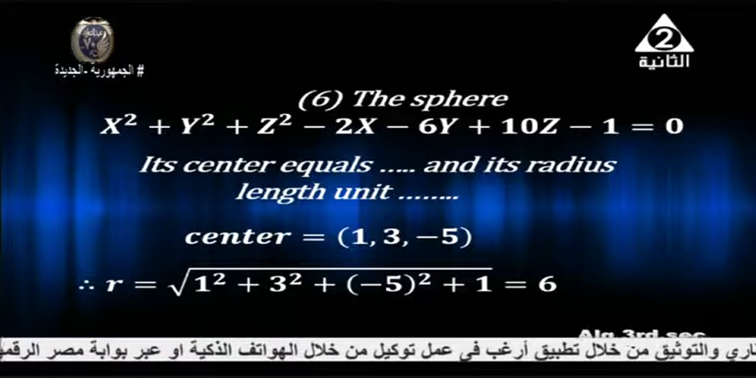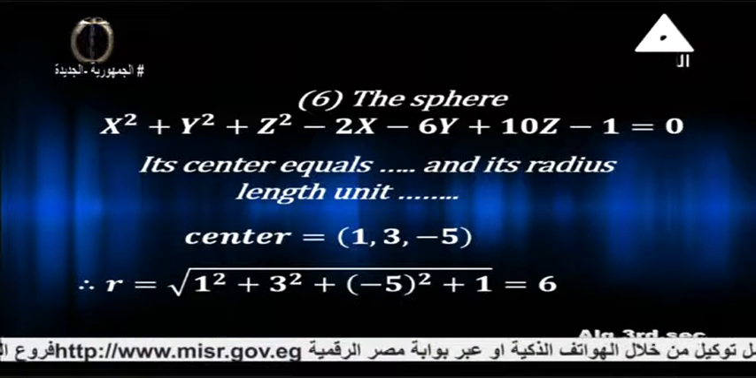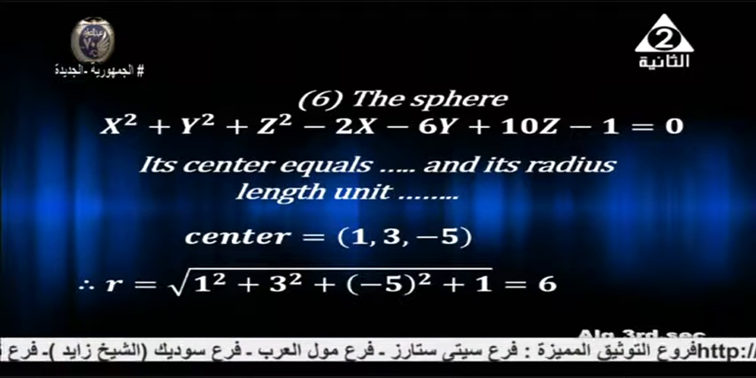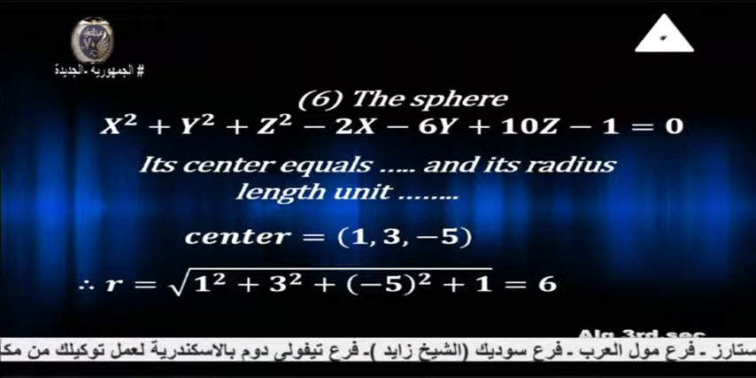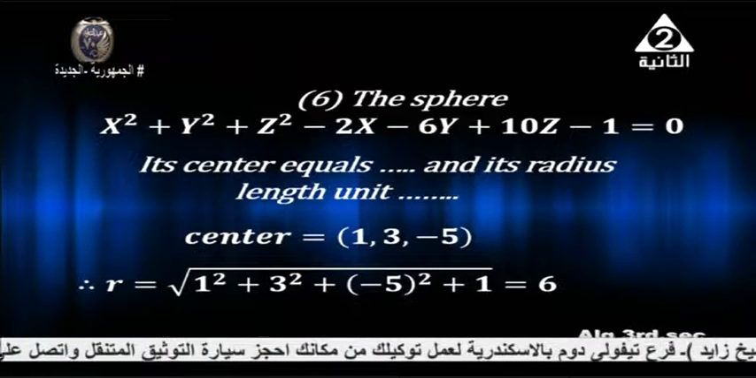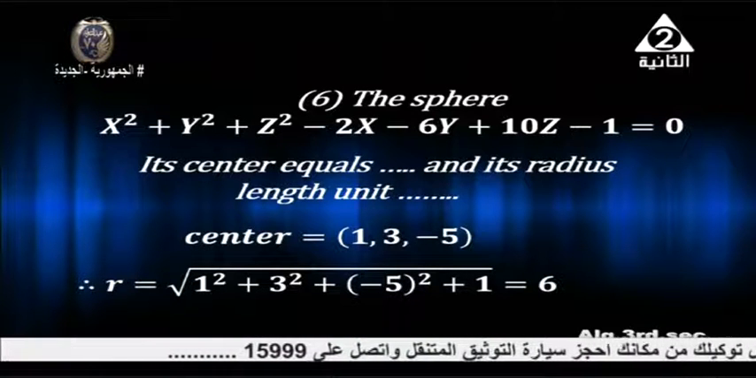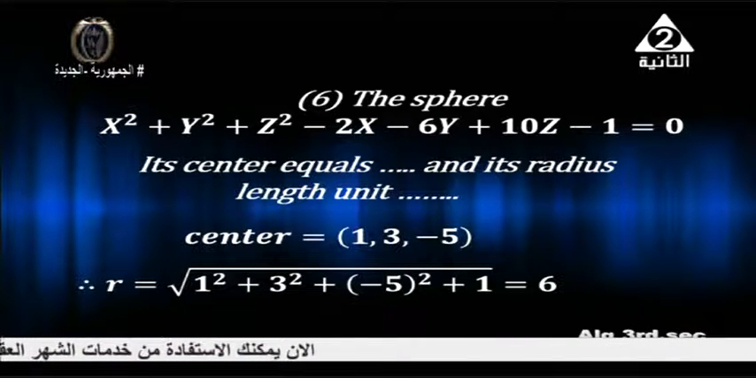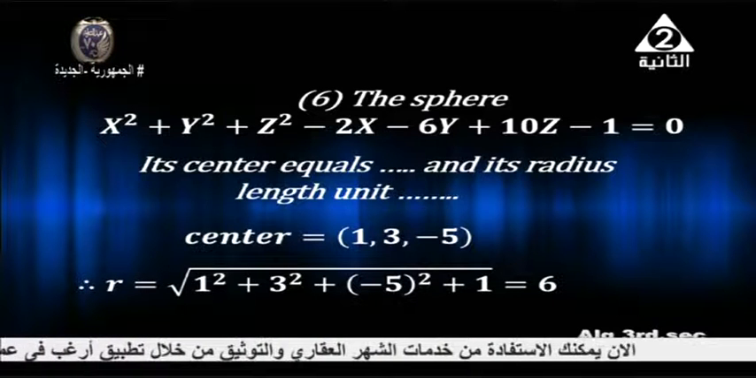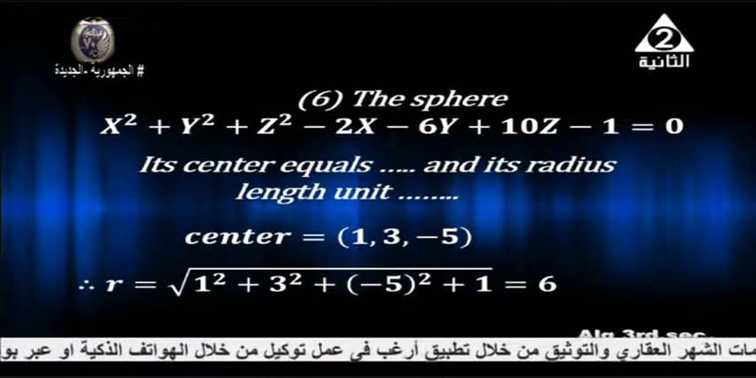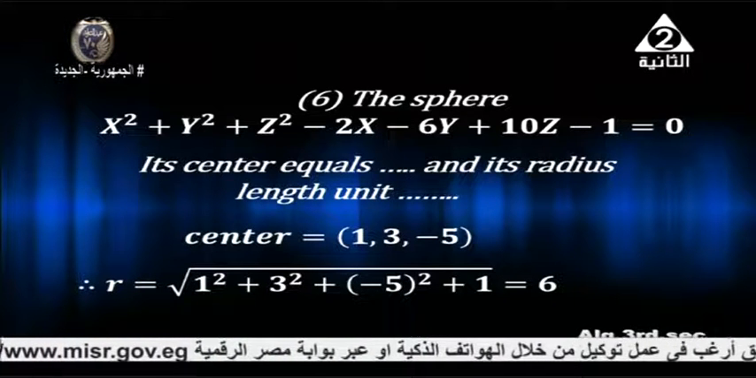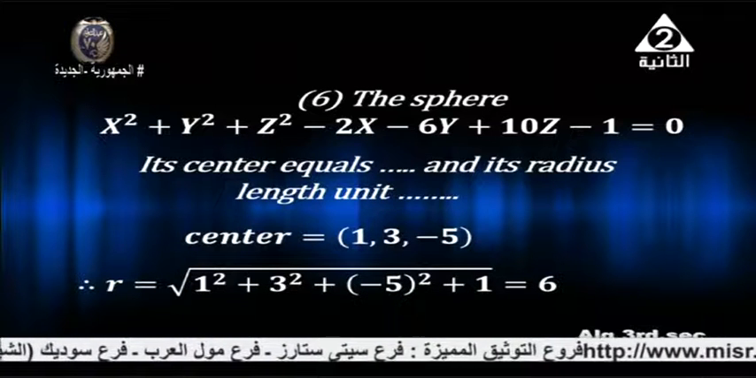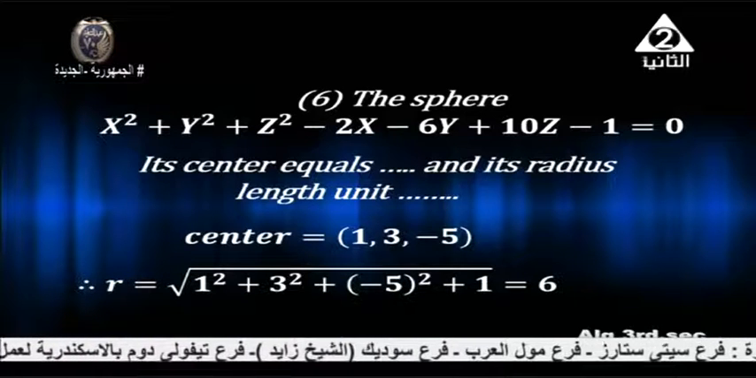My dear student, if we want to form the standard equation from this equation, what is the center? 1, 3, negative 5. What is the radius? It is 6 units. Therefore, we can form the standard equation as (x minus 1) to the power 2 plus (y minus 3) to the power 2 plus (z plus 5) to the power 2 equals what? R power 2. What is r power 2? 36. Then we can find from the general equation the center of the sphere and the radius of the sphere.